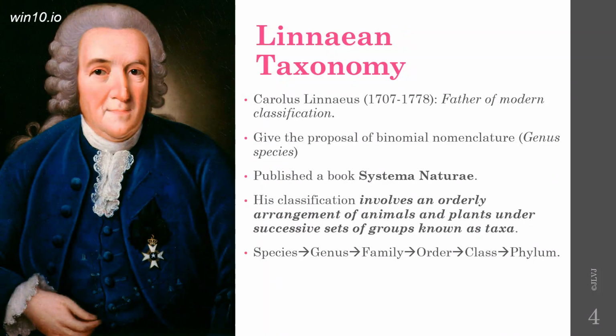Coming to modern classification, the father of this is identified as Carolus Linnaeus, who proposed binomial nomenclature, meaning having a proper genus name and a species name. He also started publishing a book known as Systema Naturae, and his classification involves an orderly arrangement of animals and plants under successive sets of groups known as taxa. Based on his classification, beyond species there are genus, family, order, class, phylum, etc.